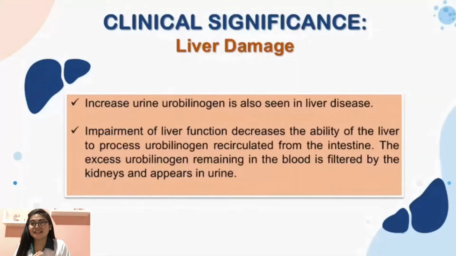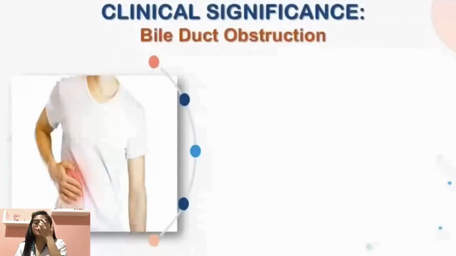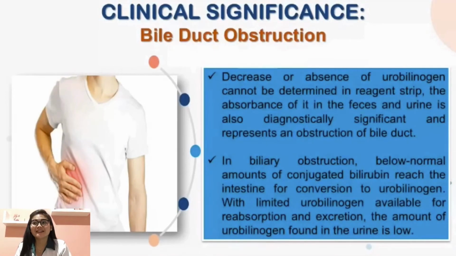The last clinical significance is bile duct obstruction. A decrease or absence of urobilinogen cannot be determined by reagent strip. The absence of urobilinogen in feces and urine is also diagnostically significant and represents an obstruction of the bile duct. Obstruction of the bile duct prevents the normal passage of bilirubin into the intestine. In biliary obstruction, below normal amounts of conjugated bilirubin reach the intestines for conversion to urobilinogen.